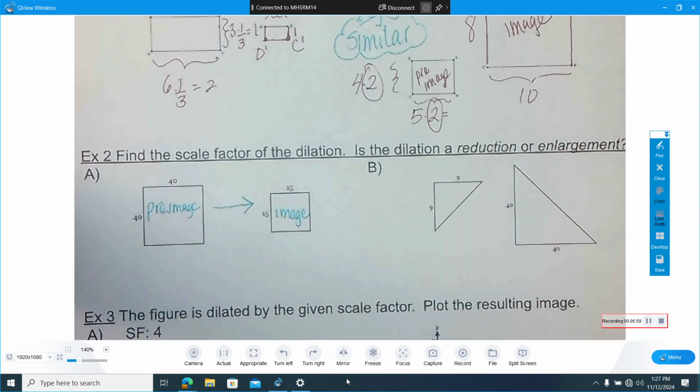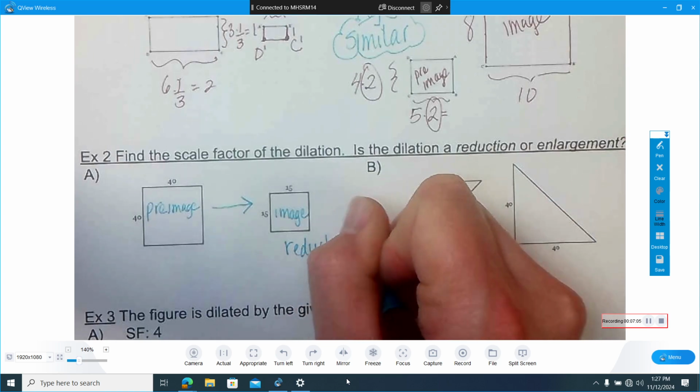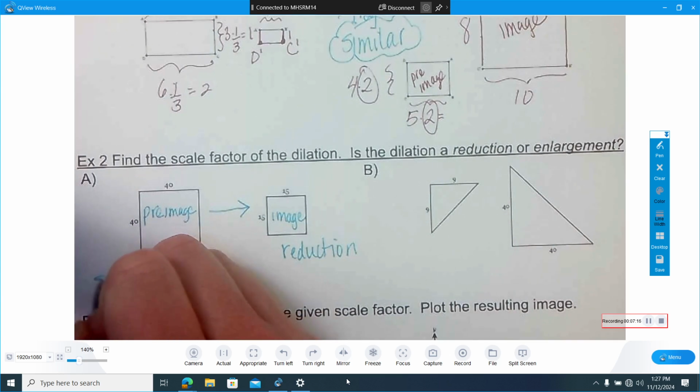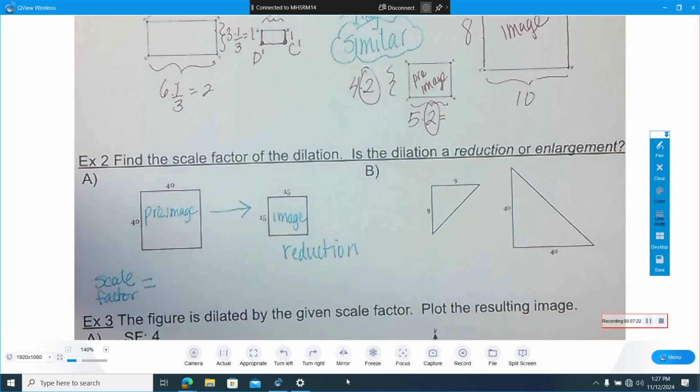All right. So right off the bat, is it a reduction or an enlargement? Yeah, it is a reduction. And that's pretty easy to see because we can see that it's getting smaller. So visually, very easy to figure out if we have an enlargement or reduction. But we also need to find the scale factor. So to find the scale factor, all we need to do is find the ratio of the sides.